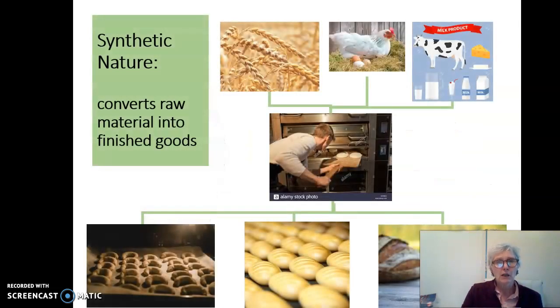The synthetic nature of an operation process converts different sorts of raw material into one finished product. Like in this example, grain, eggs and milk are put together to make a dough which is being converted by the oven into bread.